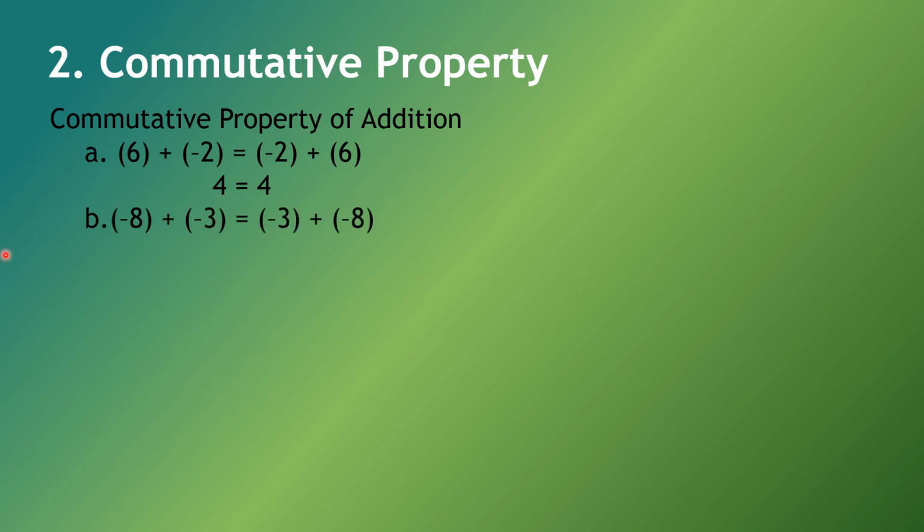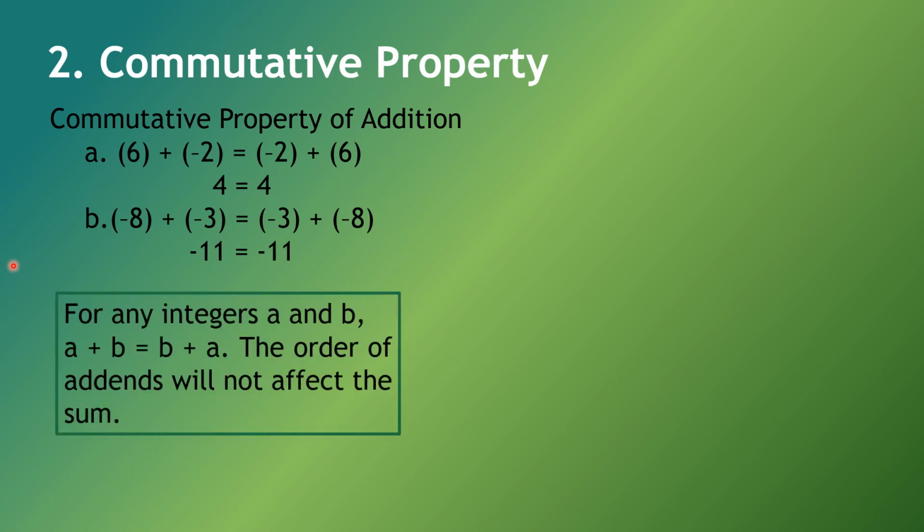Another example, negative 8 plus negative 3 is equal to negative 3 plus negative 8. Since magkatulad ng sign ang 8 at 3, which is the negative sign, ipa-plus natin ang dalawang number. So the answer is negative 11 is equal to negative 11. Again, hindi magbabago ang sagot dahil pinagpalit lang natin ang posisyon ng negative 3 at negative 8.